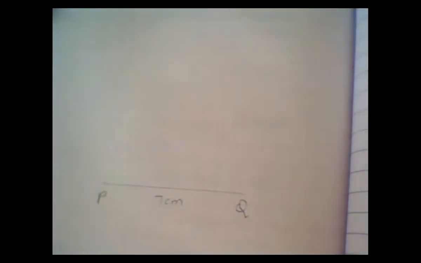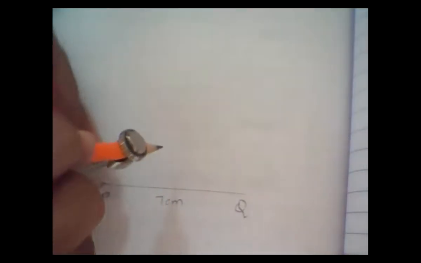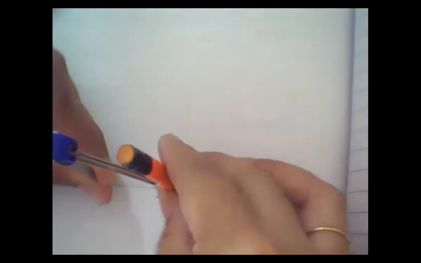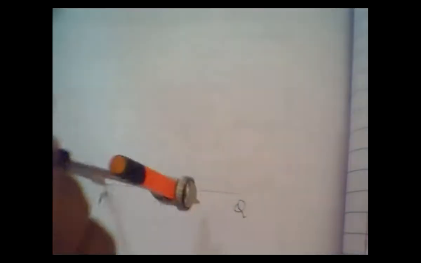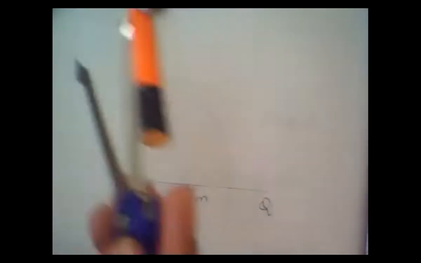Then what we have to do, students, we have to draw a perpendicular on P. Now beta, we have to put the compass on this P properly, and we have to open the compass here, more than half, and just draw the semicircle in such a way that it cuts this PQ at one point.